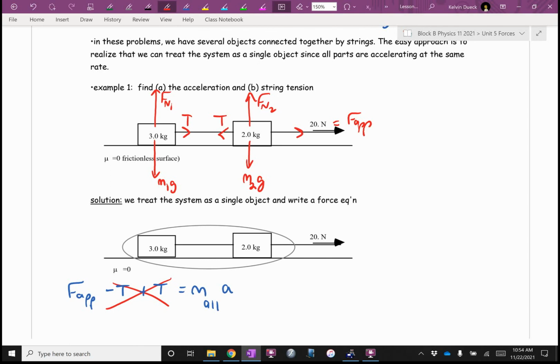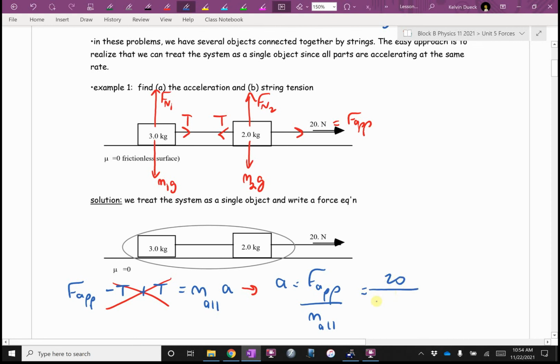Ooh, back to you, Victor. What were they asking me to find? How would I get the A by itself? Which one of those answers is correct? Multiply by M all or divide by M all? Divide. So you're telling me that A is going to be F applied divided by M all? Say yes. What was F applied?